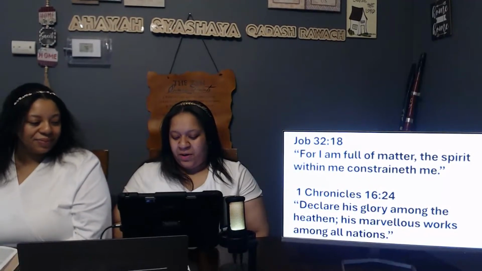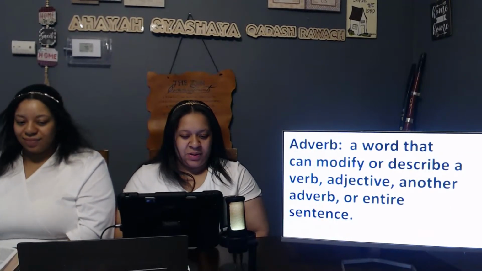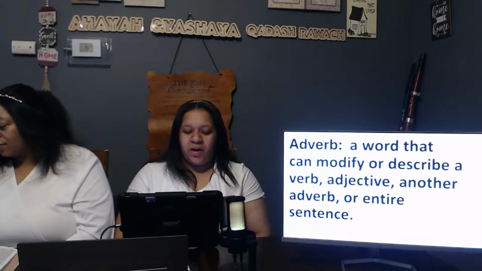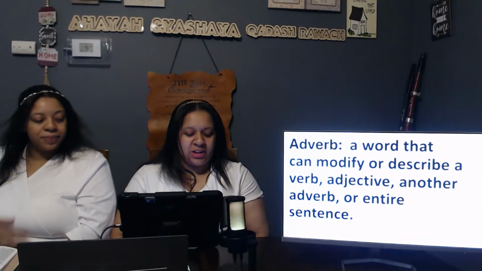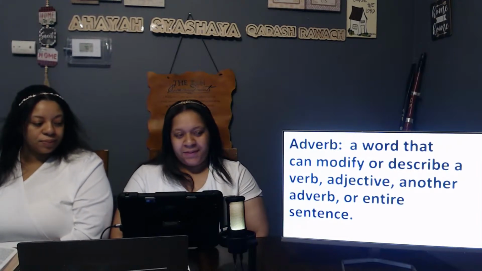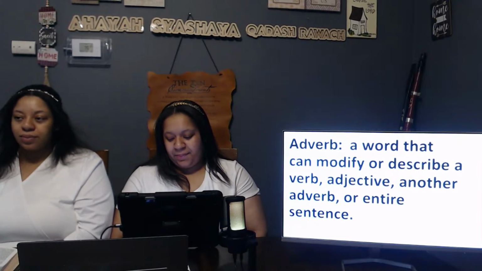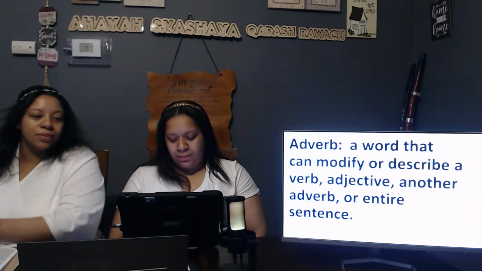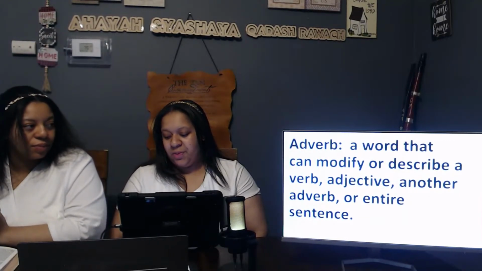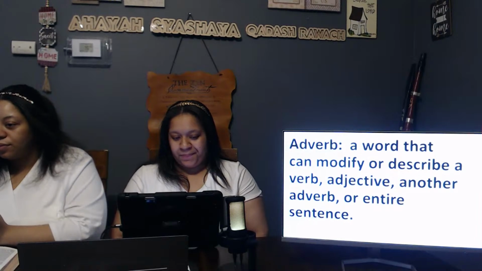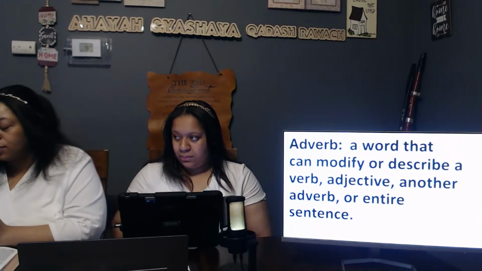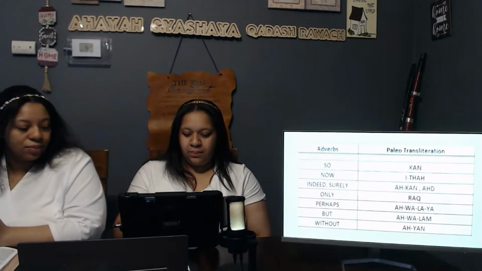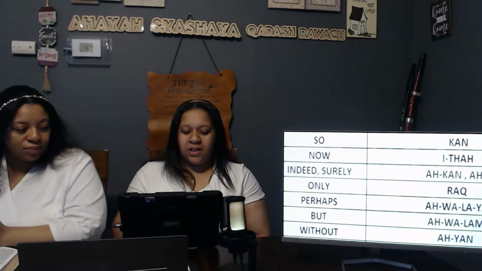And then our last set of words is just our adverbs. An adverb is a word that can modify or describe a verb, adjective, or another adverb. And we only have 7 adverbs, so it's a small list. So the first one is so.